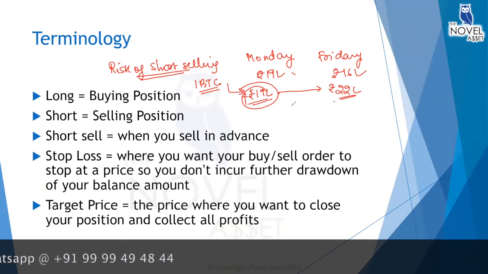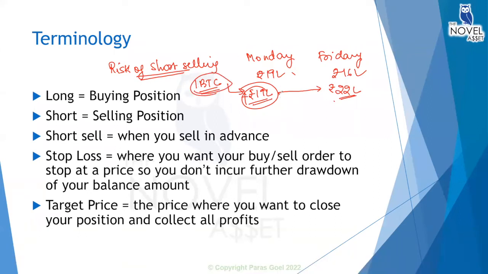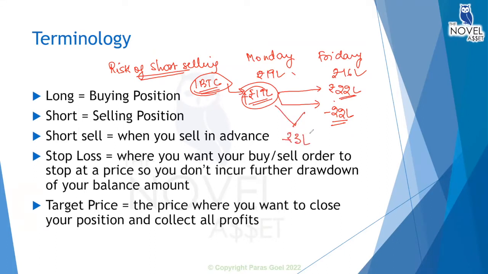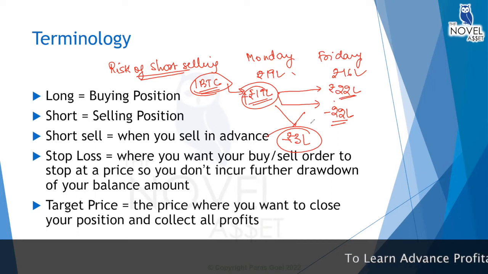Now, what will I have to do? I have to return this BTC to Binance, obviously. So I have to buy this BTC at 22 lakh rupees from the market, because I have to clear up my loan with my broker. So I have to buy this BTC at the same 22 lakh rupees and return it. So my net cash flow from here will be minus 3 lakh rupees. That means I have to pay this 3 lakh rupees from my own pocket. Understood? And that is one of the major risks in short selling.